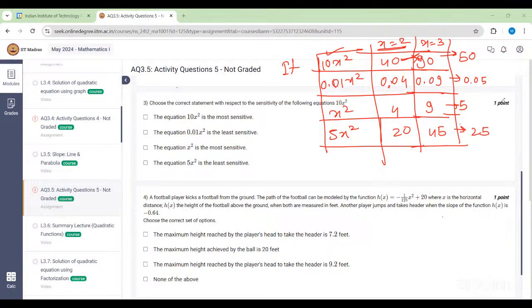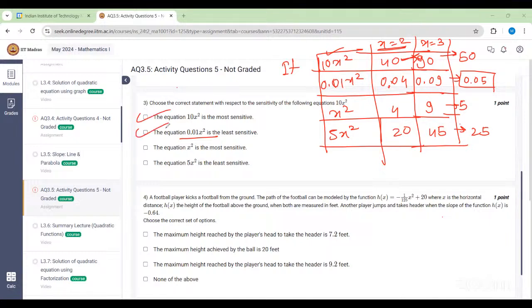For example, if we say that this person is very sensitive, if some weather change happens, he will get sick very quickly, right? So if something changes, the result is very big. That is the most sensitive case, correct? The least sensitive means if you change something, the result is perturbed very little. So this equation will be the least sensitive because the change is very small, 0.05. So 0.01x square is the least sensitive, and 10x square is the most sensitive.